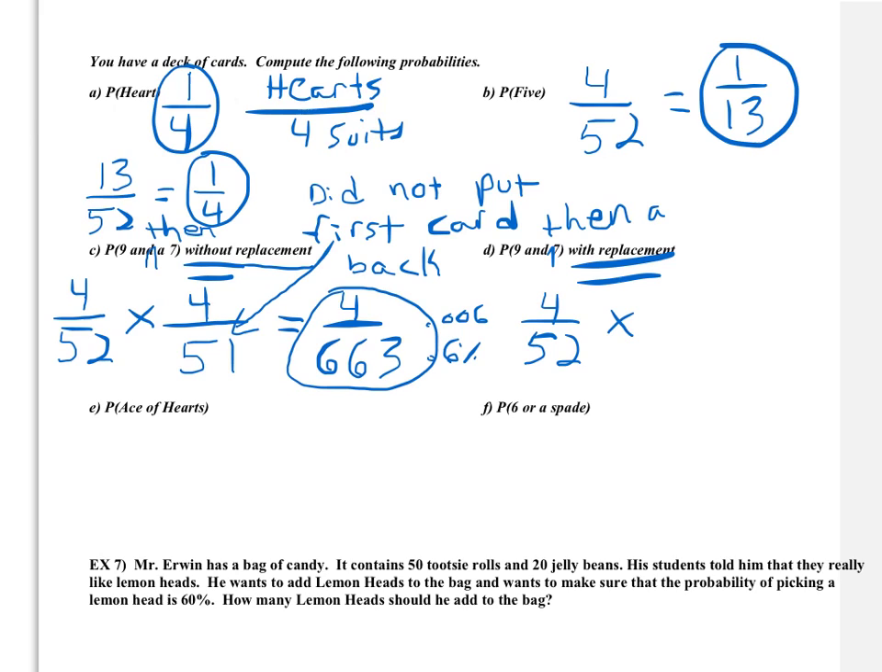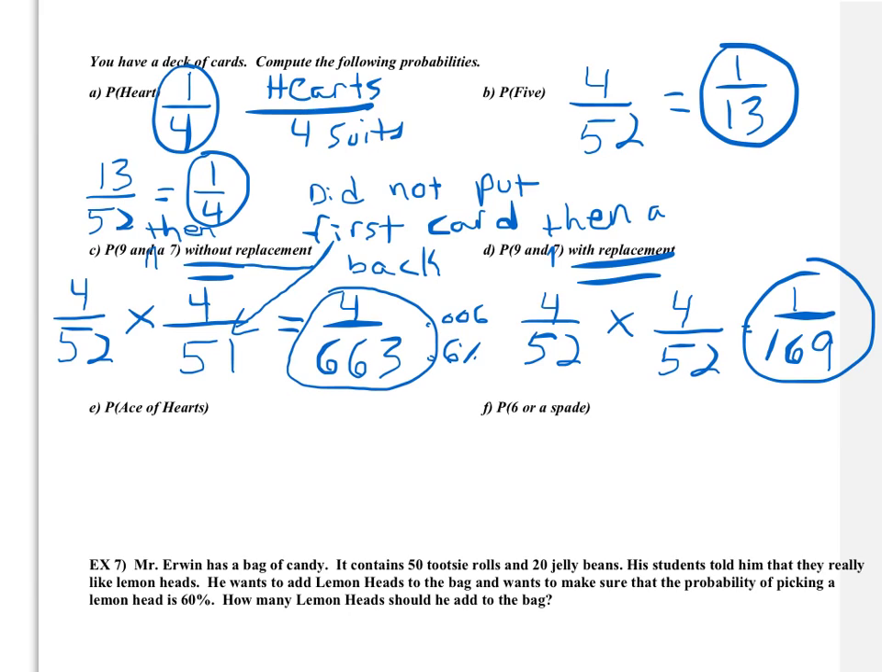Okay, well, how many 7s are in the deck? There are 4 7s. Now, remember, we put the first card back that we drew, so there are still 52 cards in the deck. Okay, when you multiply that out, you get 1 over 169. Okay, that would be your answer to this one. All right, let's look at the next one.